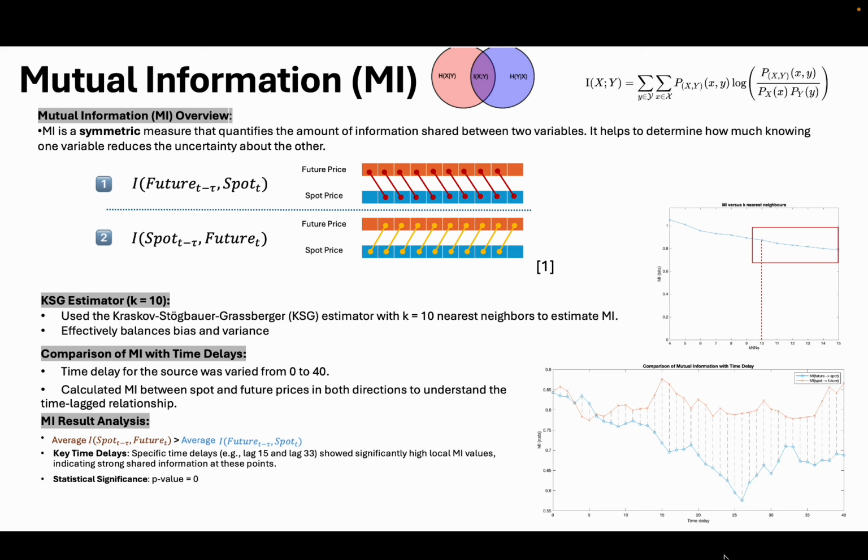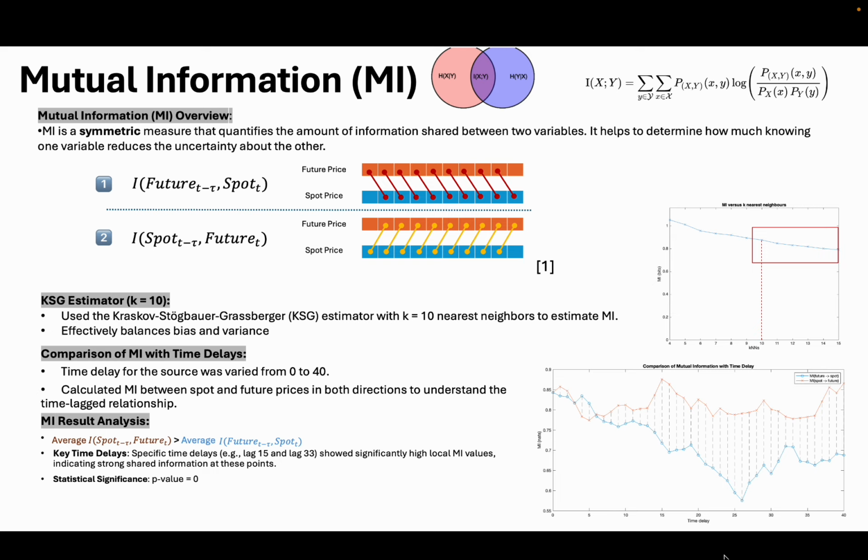Mutual information is a symmetric measure that quantifies the shared information between two variables. It helps us determine how much knowing one variable reduces the uncertainty of the other. Here, we are particularly interested in how much the future price and spot price reveal about each other, especially at different time delays. In this study, I will focus on two equations.